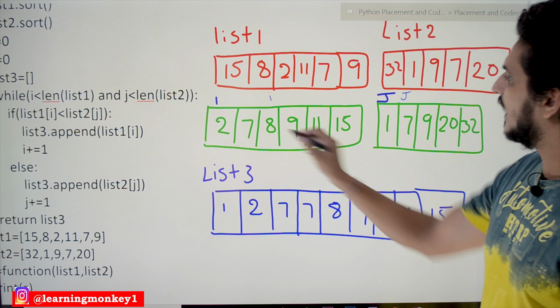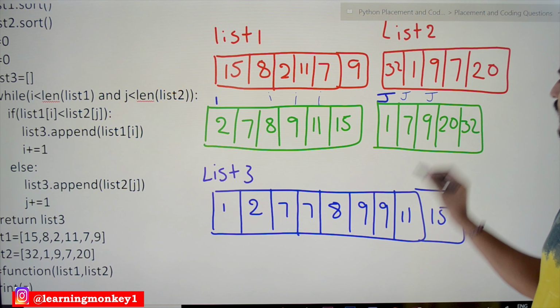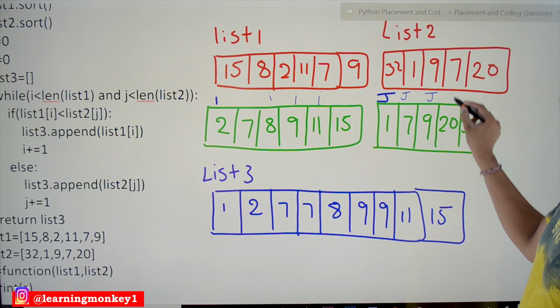9, 9, which one is small? Both are equal, so 9, this i is moving down and i is going plus plus. So 11, 9, which one is small? 9 is small, so 9 is moving down and j will go plus plus.